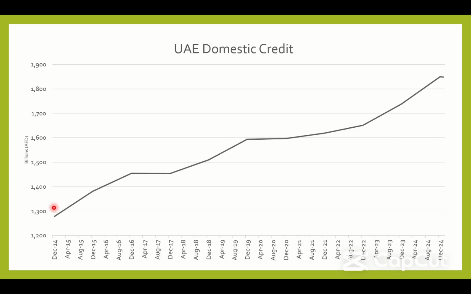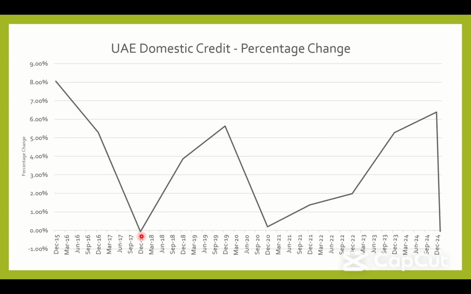Okay, so going back to the UAE domestic credit graph, overall domestic credit in the UAE has been in an uptrend. In 2015 and 2016, credit grew strongly by 8.1% and 5.3%. This was when the US had just started raising interest rates in late 2015, and during this period, the economy was recovering from the 2008 financial crisis, so people and businesses started to feel confident enough to borrow. But in 2017, lending in the UAE slowed down and almost stagnated. You can see it slowed down and stagnated, and that's why the percentage change is zero.